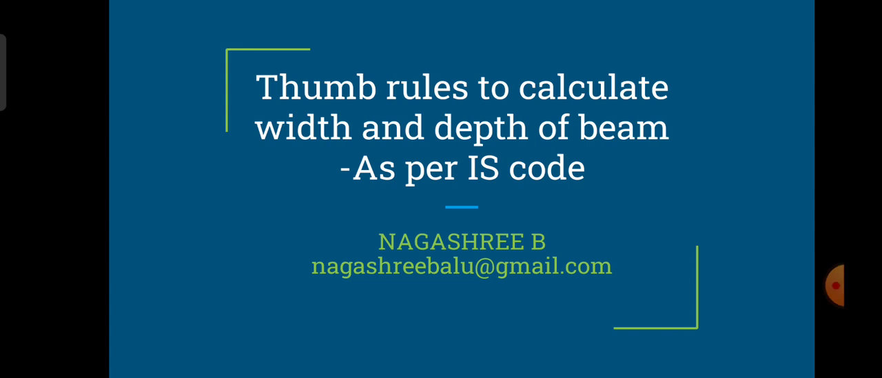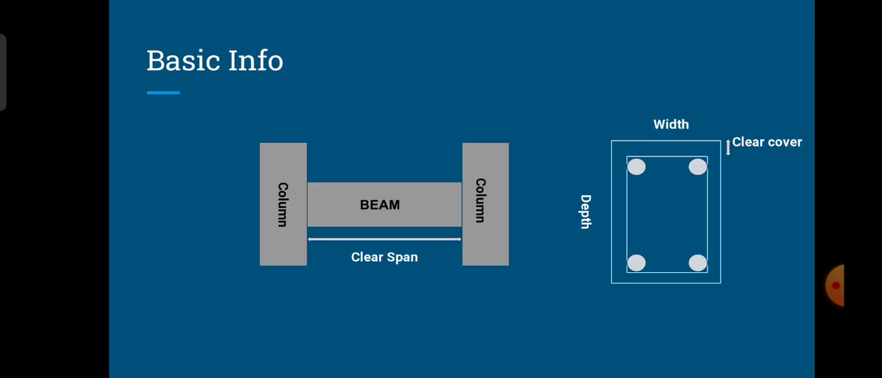So today I'll be discussing thumb rules followed to calculate the width and depth of the beam as per IS codal provisions. As we all know, a beam is a horizontal member which is connected to the column, and it takes up the load from the slab and transfers it to the neighboring columns. So it is very much necessary to have adequate dimensions for the beam in order to resist the load coming onto the structure without failure.